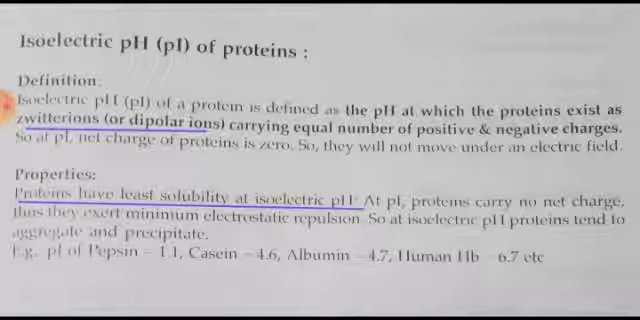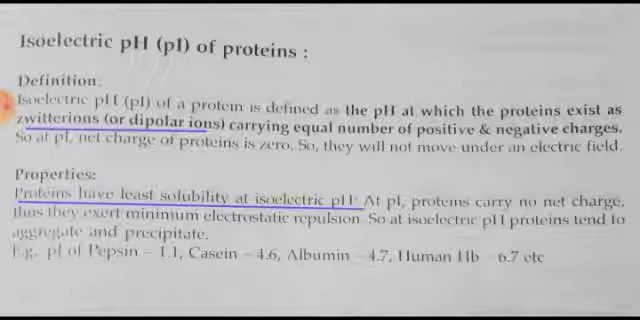So, at isoelectric pH, the net charge of proteins is zero, so they will not move under an electric field, and since the solubility is less, they tend to aggregate and coagulate and get precipitated. So every protein has its own isoelectric pH.